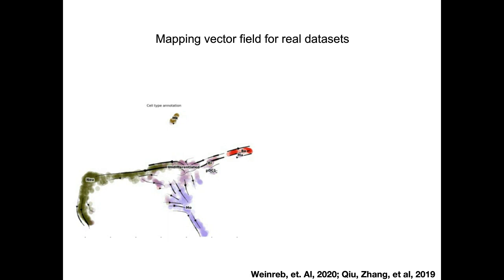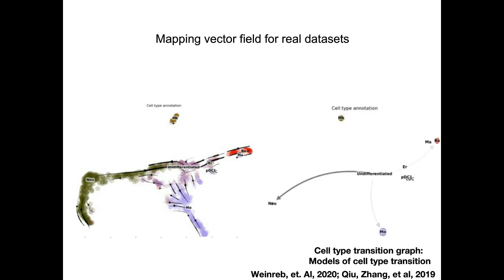Then we can see very nicely that the undifferentiated cells can choose two different trajectories to become either the neutrophil or monocyte lineage. And then I also developed a method that tries to automatically summarize the cell-fate transitions to build models of cell type transitions.